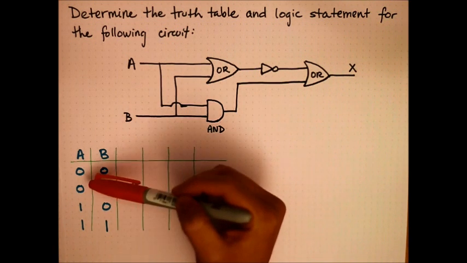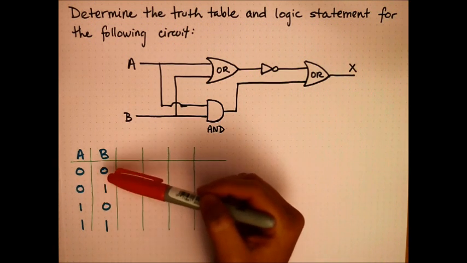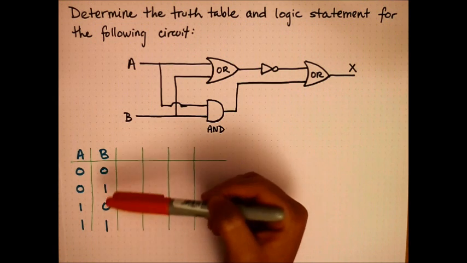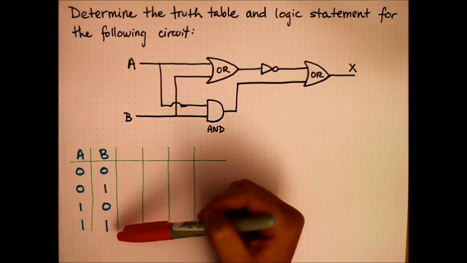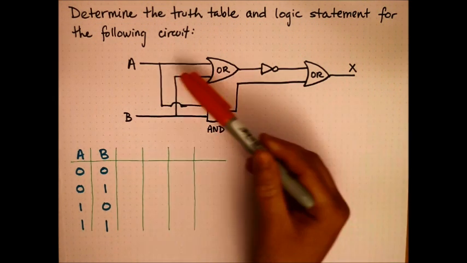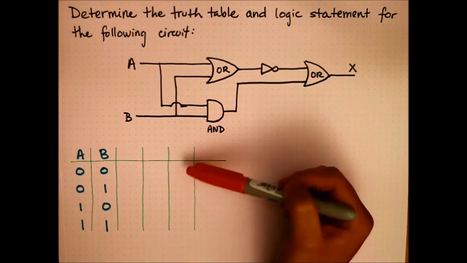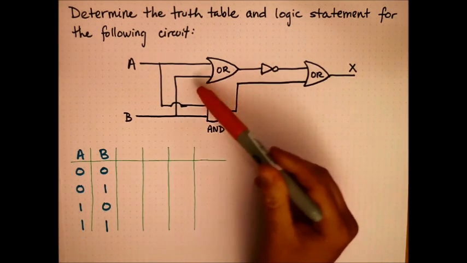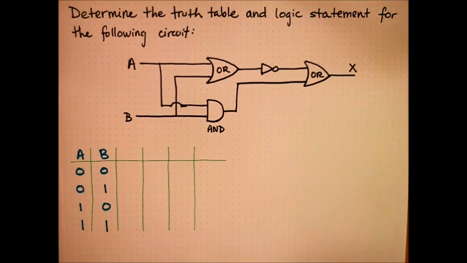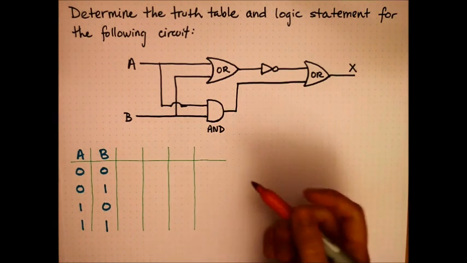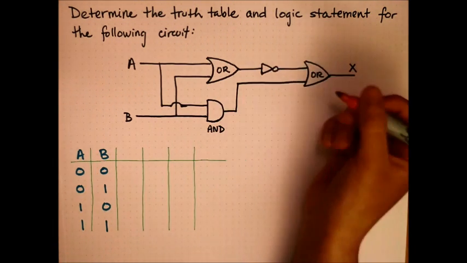Because A and B can take on values of 0 or 1, we have four combinations: 0, 0, 0, 1, 1, 0, and 1, 1. So when I have a circuit like this and I need to find the truth table, I like to mark some intermediate steps. How do I choose them? Well, whenever something happens, I put in a new step.